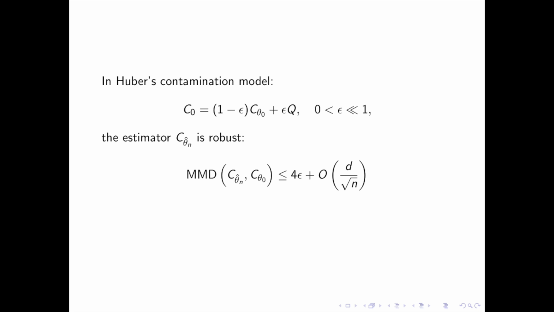Importantly, 1 over square root of n is known as the slow rate of convergence in statistics, as opposed to the fast rate of convergence 1 over n. Finally, is our estimator robust under Huber's contamination model? Well, the application of a PAC bound shows that the MMD distance between our estimator C theta hat n and non-contaminated copula C theta 0 is small, and therefore it is robust under Huber's contamination model. In the rest of the paper, they further show that theta hat n is also close to the true parameter theta 0. Essentially, they also prove that theta hat n converges to theta 0 as n tends to infinity under some standard conditions, and they further examine the speed of convergence.